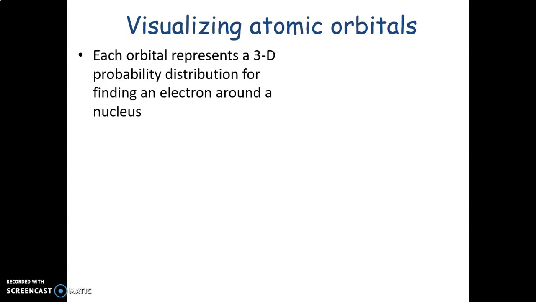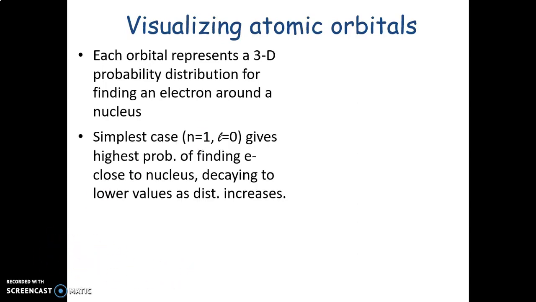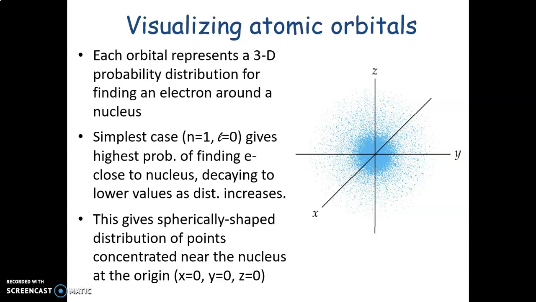Okay, and so if you have the simplest case where you just have n equals 1 and l equals 0, this gives the highest probability of finding the electron very close to the nucleus, and it decays to lower values as the distance away from the nucleus increases, and that describes a spherically shaped distribution of points. You'll remember that l equals 0 is s, and s is for sphere. And so if we go through the math of all the other ones, which we're certainly not going to do, you get the other shapes associated with the higher values of l.